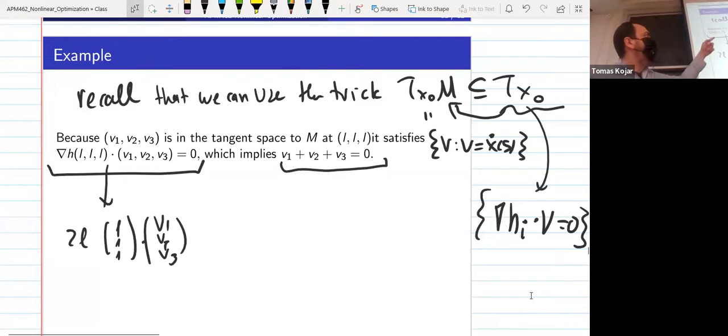So that's it. Any ideas what this looks like in 3D? What is it? What's the shape?